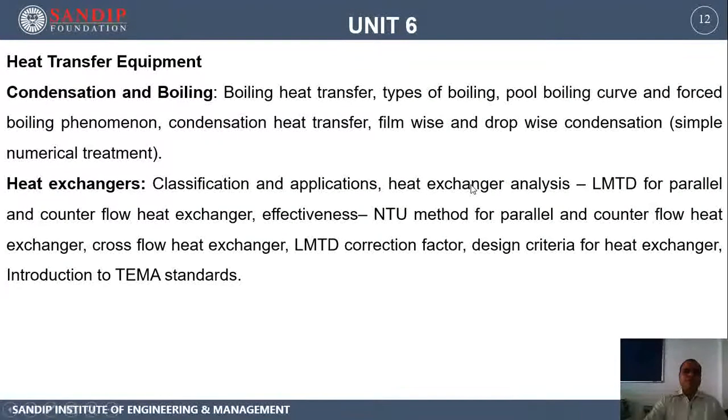And then we are going to pay attention to the heat exchangers. We are going to talk about two types of heat exchanger design methodologies. One is called the LMTD method, and the second one is called the effectiveness NTU method. So this is what we are going to do in the heat exchangers.